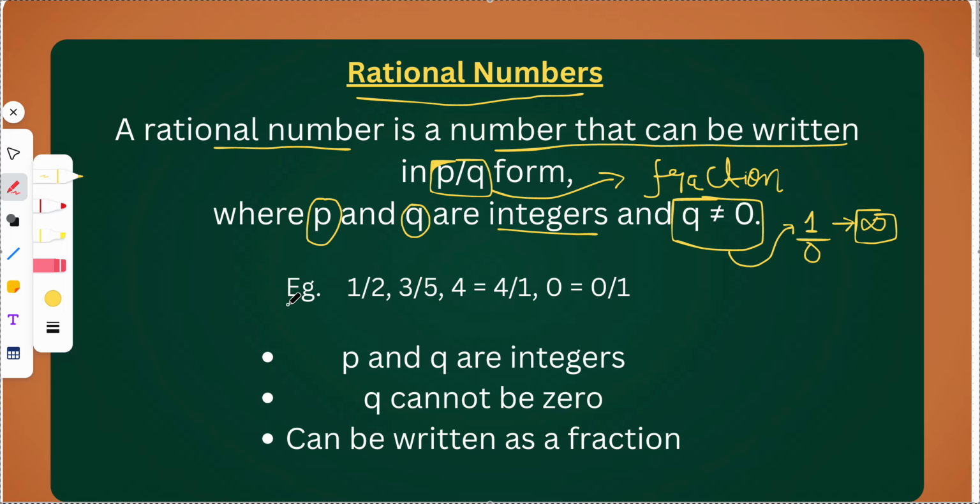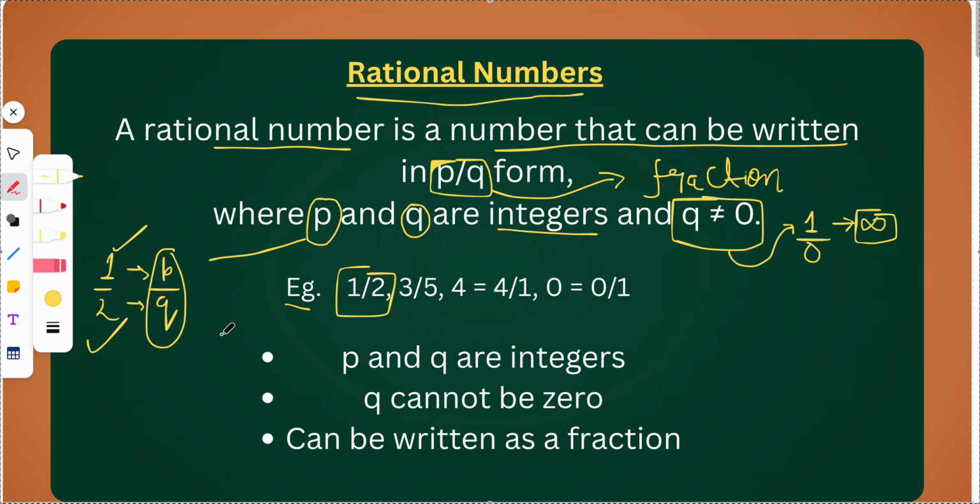Now let's check some examples of rational numbers, like 1 by 2. If we take 1 divided by 2, here 1 is p and 2 is q, so this is a p by q format number. Now if we check the conditions, p and q should be integers. 1 is an integer, 2 is an integer, and q is not equal to 0 as 2 is not equal to 0. Therefore, 1 by 2 is a rational number.